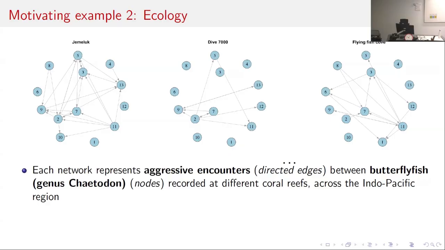Yeah, this is another population of networks. So you have a network from each coral reef.